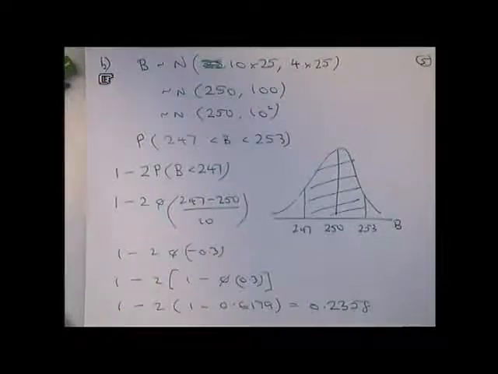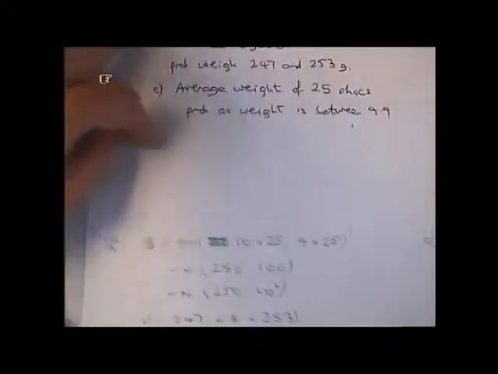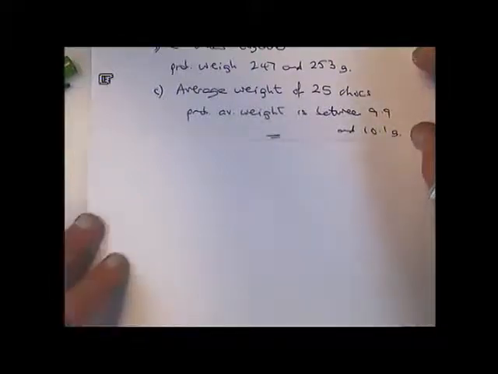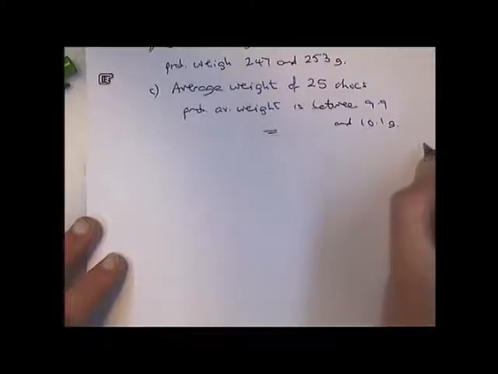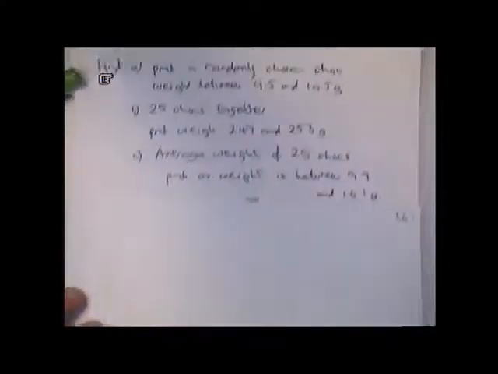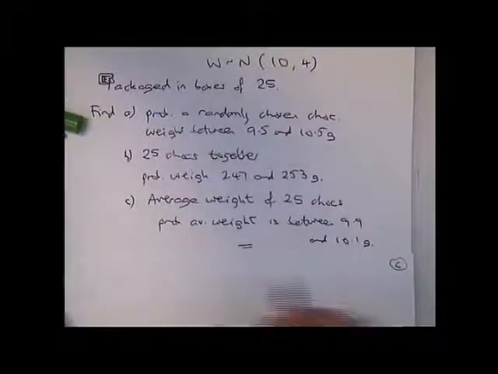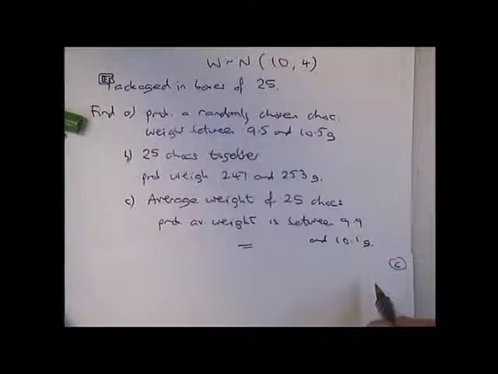So that brings us now on to part C. Part C was when we had to look at the average weight of 25 chocolates and their average weight being between 9.9 and 10.1. And we've got this information at the top of the screen about W. So what random variable are we interested in for part C?